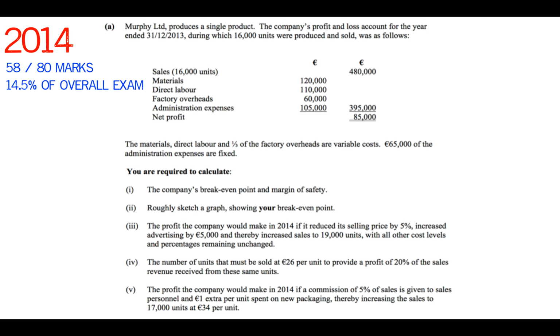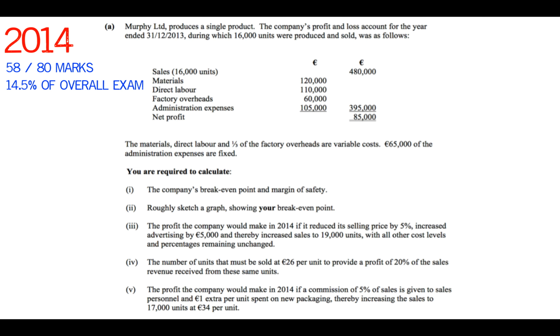So Murphy Limited produces a single product. The company's profit and loss account for the year ended 31st of 12, 2013, during which 16,000 units were produced and sold, was as follows. So you've got the sales there, 16,000 units, which is 480,000. You've got materials, 120,000. You have direct labour, 110,000. You have factory overheads, 60,000. You have administration expenses, 105,000. So altogether there, your costs are 395,000 and the net profit, 85,000.